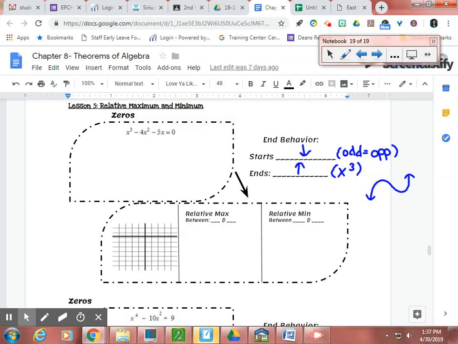So now we need to go over to our equation and actually factor that. The first thing I see is that all of these have an x in common. So when I take that x out, I know that one of my roots is going to be 0, because of that x. So I can go ahead and put that on my graph if I want to.